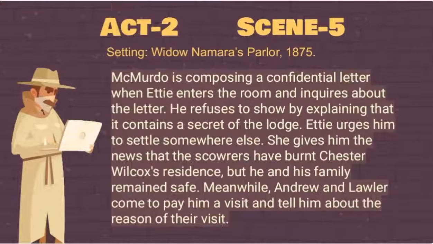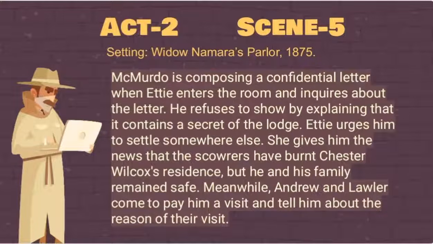Ettie urges him to settle somewhere else and to stay away from Vermissa Valley. She wants McMurdo to leave the lodge, but it is obviously not easy for McMurdo to accept. She gives him the news that the Scourers have burnt Chester Wilcox's residence, but he and his family were somehow safe and secure.